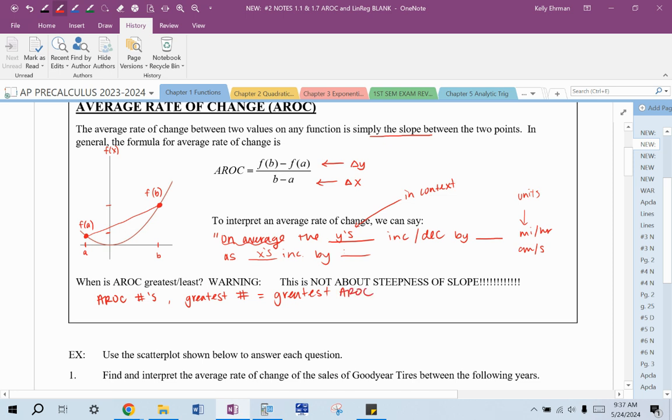And if we're talking about least, again, it's not the shallowest slope necessarily. It could be the steepest negative slope. So you're looking at the lowest number. It could be the most negative. It could be the closest to 0 if you only have positives. That's the least AROC. So we have to be careful of that. That's something that tripped people up a lot last year. They're picturing the graph, which is awesome, but they're thinking about steepness instead of just numerical values.